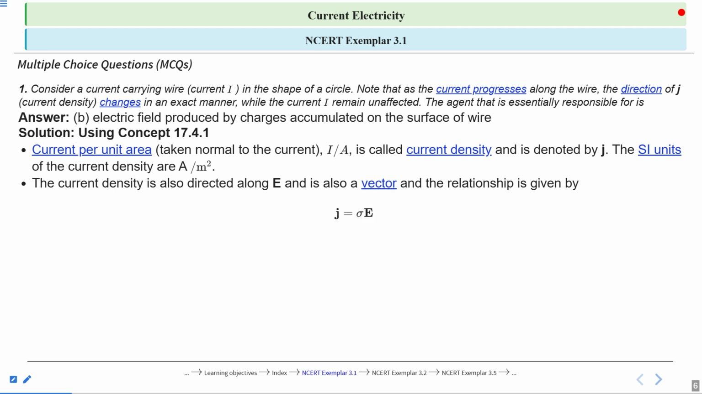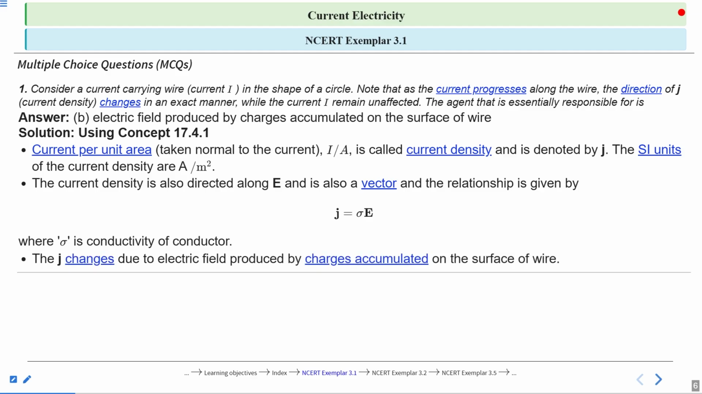J is equal to sigma E, where sigma is the conductivity of the conductor. That is also a relation according to Ohm's law. That is the vector form of Ohm's law, where sigma is the conductivity of the conductor. The J changes due to the electric field produced by charges accumulated on the surface of wire.